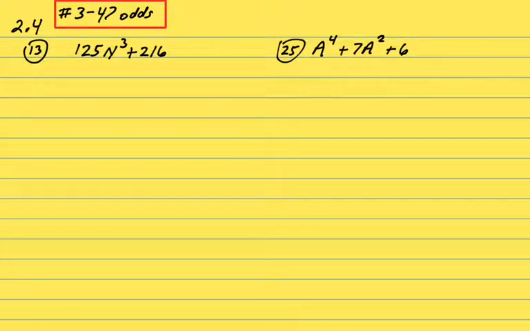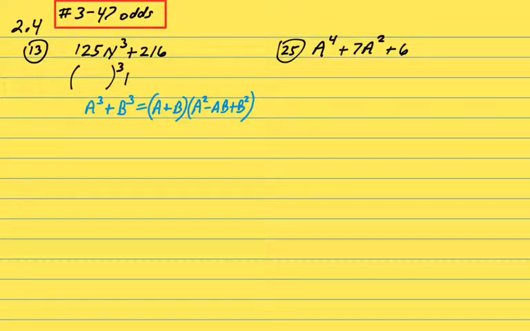So the formula is a to the third plus b to the third. And what that's going to equal is a plus b times a squared minus ab plus b squared. So I need to write these as cubes.